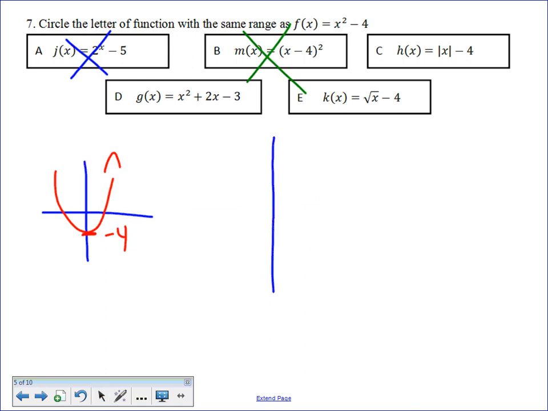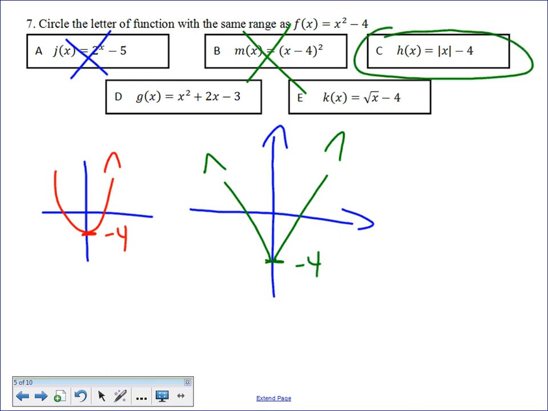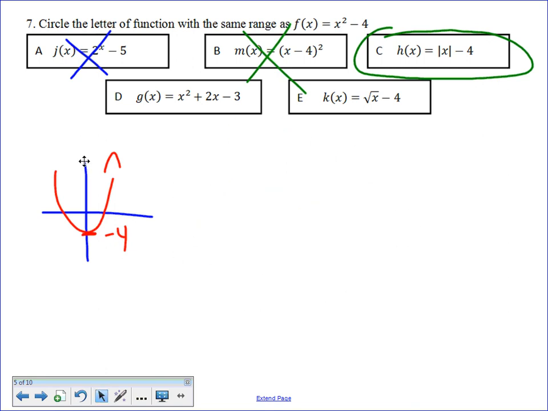For C, we would get a V shape, but the point of that V shape is at negative 4. So that one will have the same range. Now, this is where it gets tricky. D is an equation you have not seen before, but if you were to put it into your calculator and look at the graph, what you would see is a parabola whose vertex was at negative 1.